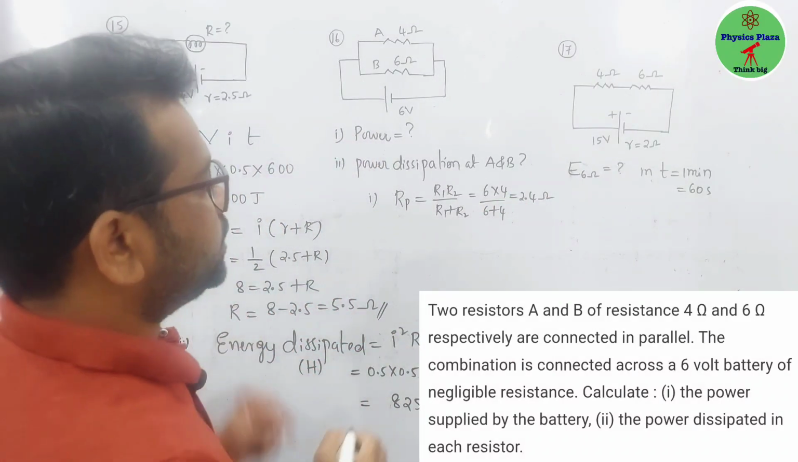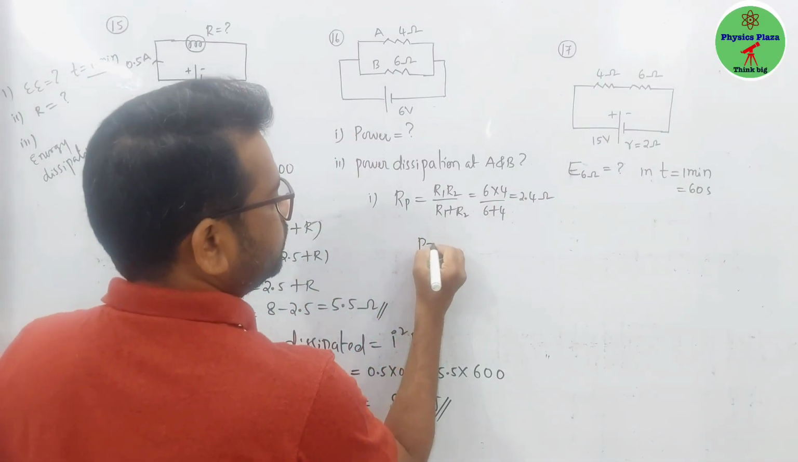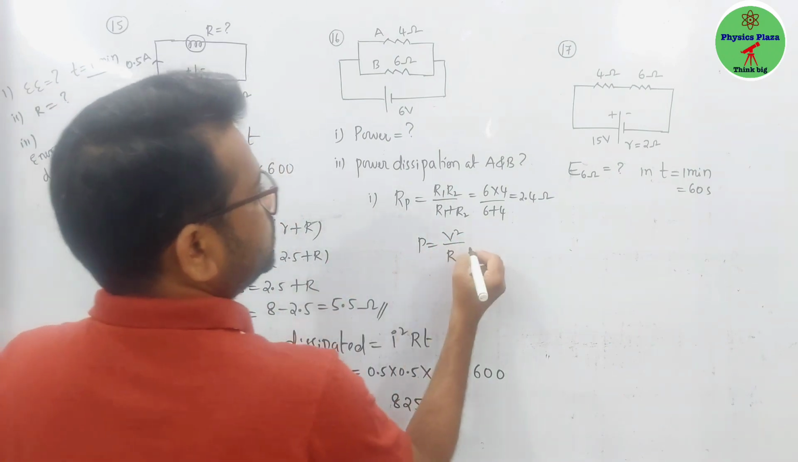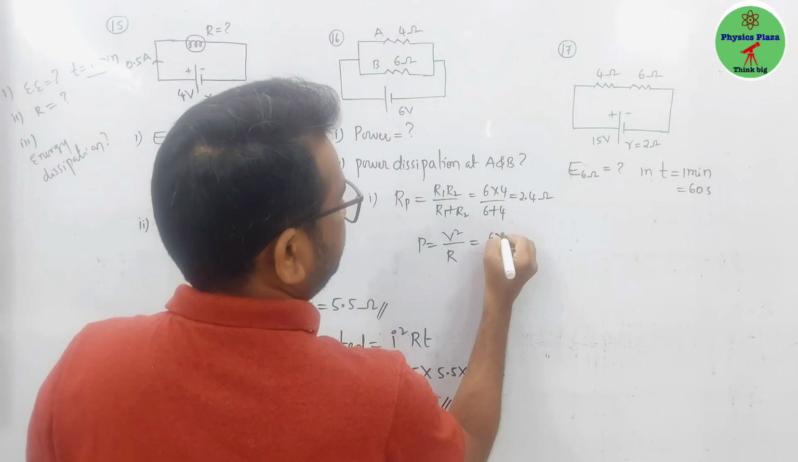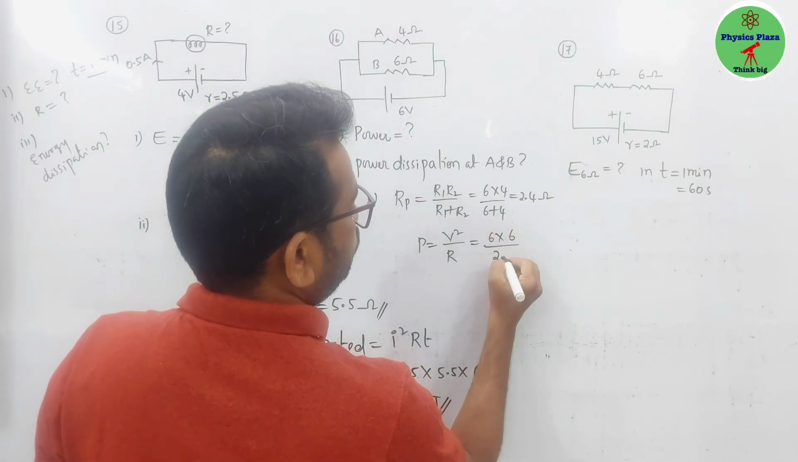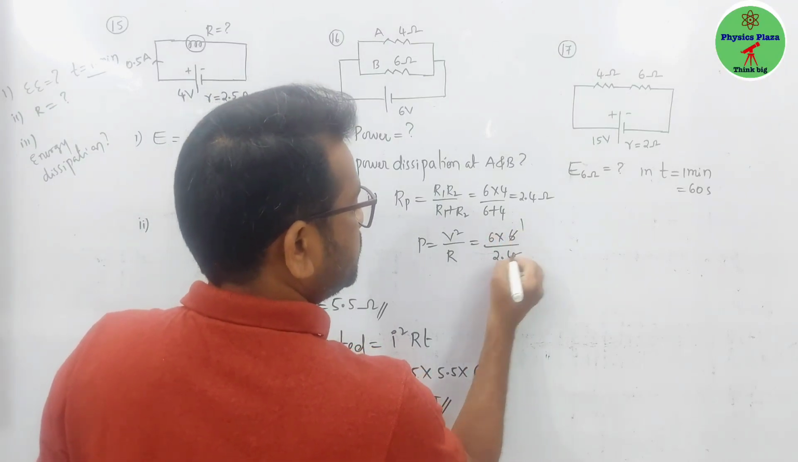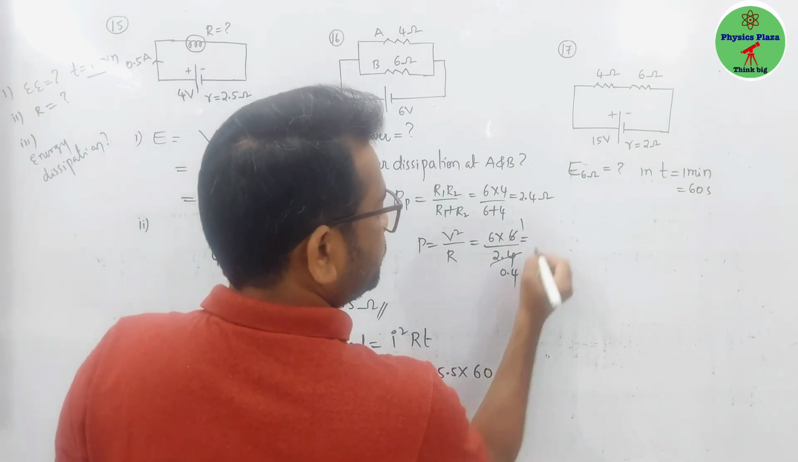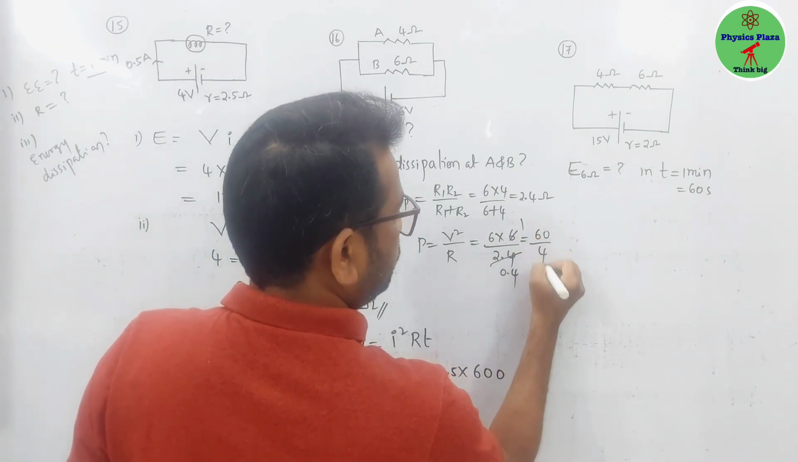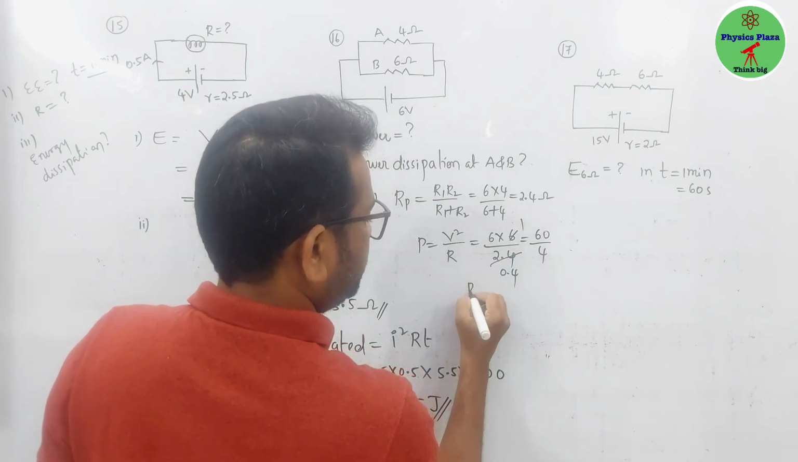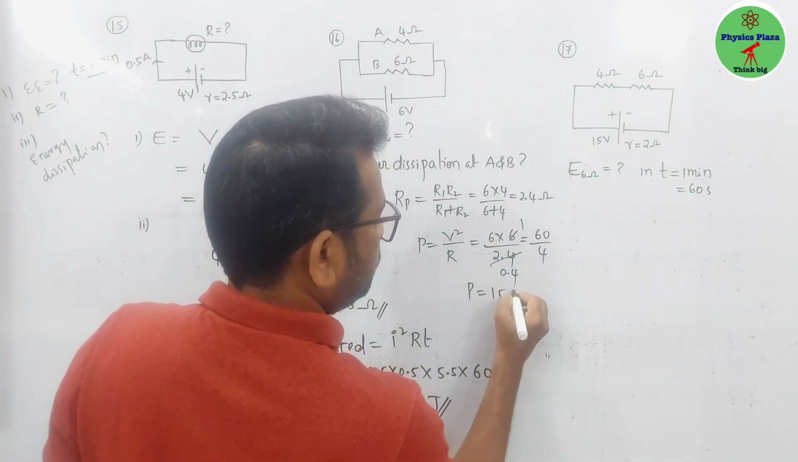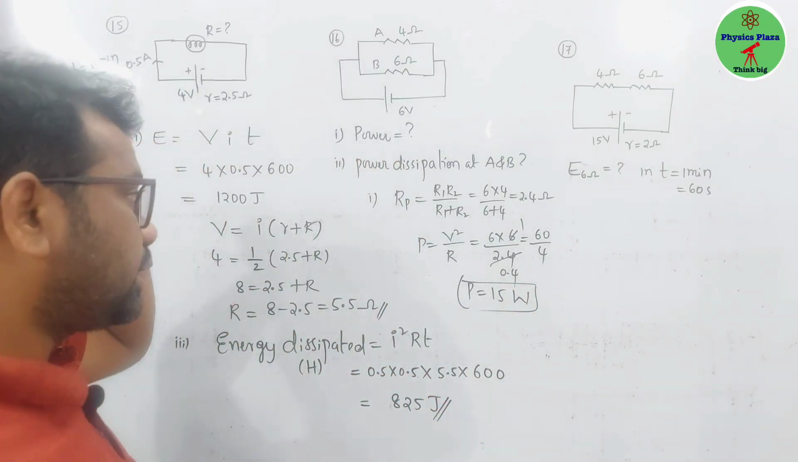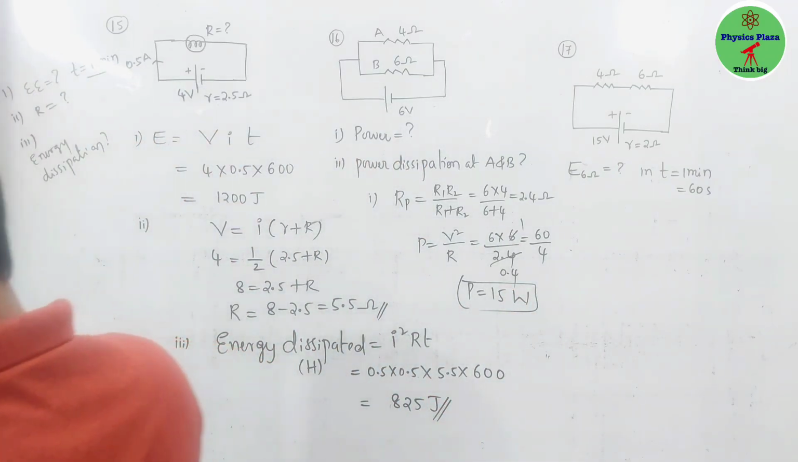Now let us calculate the power. So power is equal to, we know, power is equal to V square by R. So V square is how much more? 6 into 6 by 2.4. 6 into 6, 0.4. So this will be 60 by 4. So this is going to be P is equal to 15 watt. This is the power. Now they are asking us to calculate the power dissipated at A and B.